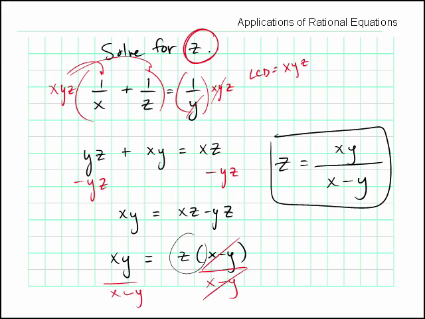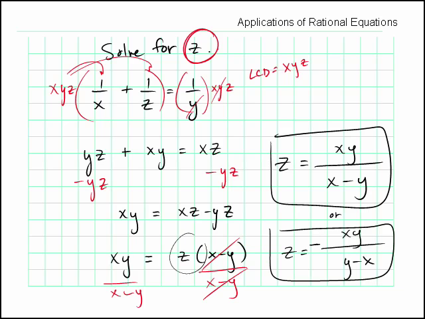And remember that if you moved everything to the other side, we could have got a slightly different answer. If I factor a negative 1 out of x minus y, that leaves me with y minus x, and there's a negative sign in the front. This is also an acceptable answer that you could have gotten.